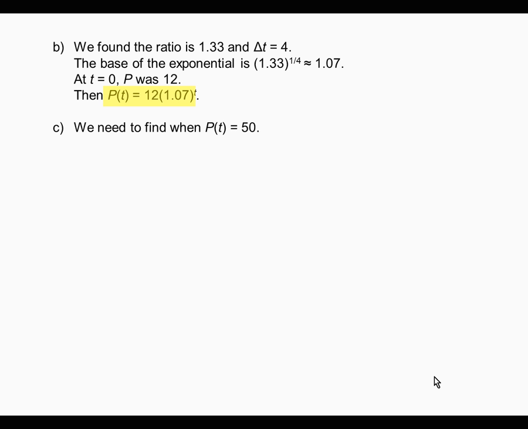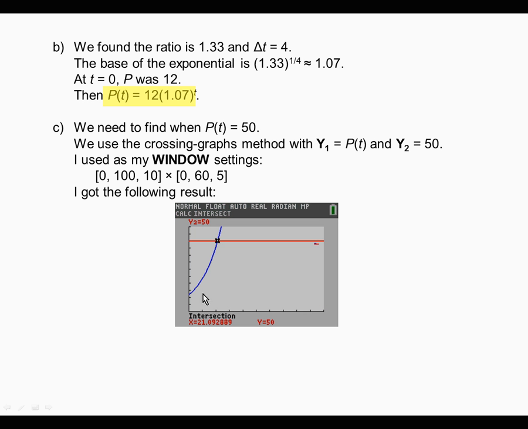Question C, we need to know when p of t is equal to 50. So it may take several days, so I had my window go from 0, 100 to 10, and the y value of 0, 60 to 5. 60 is slightly bigger than what I wanted. So after doing all that, I didn't do it by hand again for you, because we've done it enough times. We find the point of intersection to be 21.09. So to the nearest whole day, 21 days.